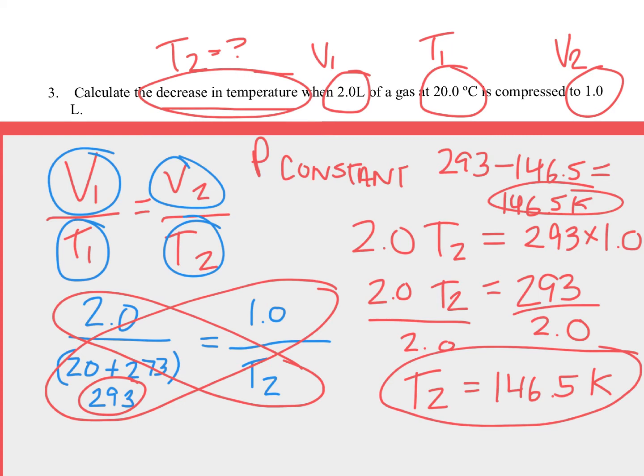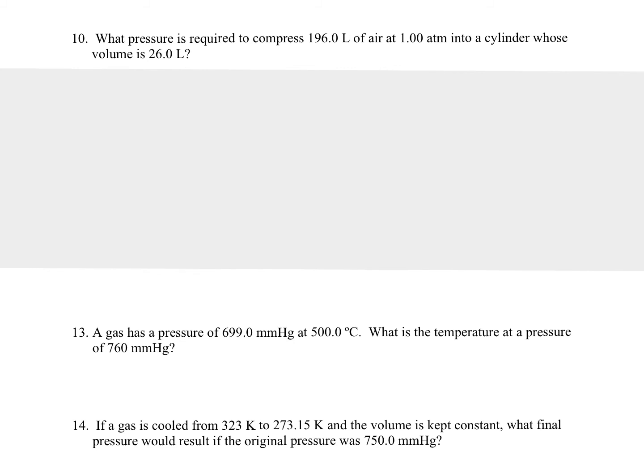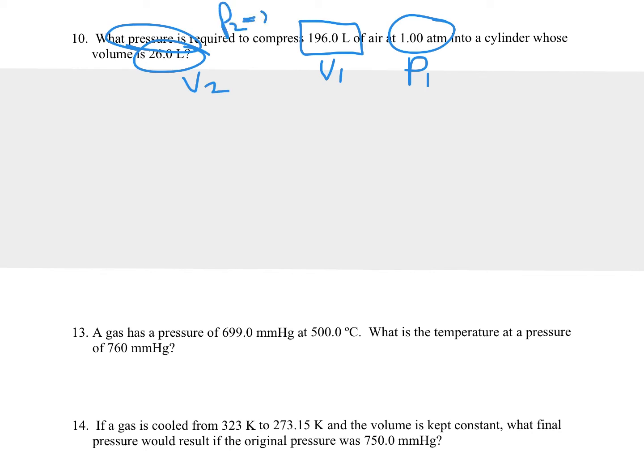Let's move on to Boyle's law. If we jump to number 10 on our worksheet, this is a Boyle's law problem. We want to know what pressure is required to compress. So compress means to smush down, but you've got 196 liters, so that's a volume. 196 liters of air at 1 atm, so that's a pressure. And you want to compress it into a cylinder whose volume is 26 liters, so that's a new volume. So I guess what we really want to know is what is going to be our second pressure?